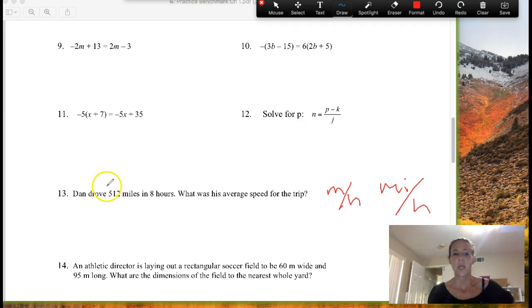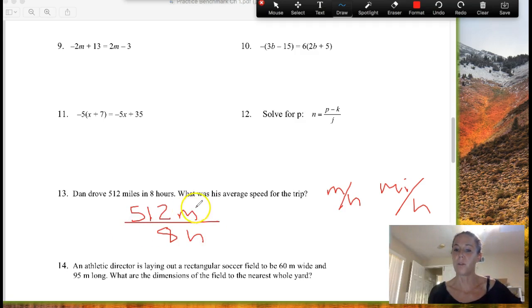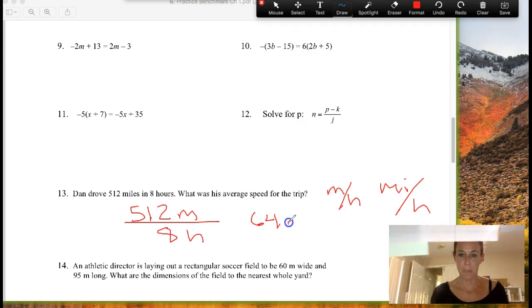All right. If Dan drove 512 miles in 8 hours, you're going to go 512 miles divided by 8 hours. That's going to give you miles per hour. Okay, so go ahead and do that division. 512 divided by 8, and it's going to give you 64 miles per hour.